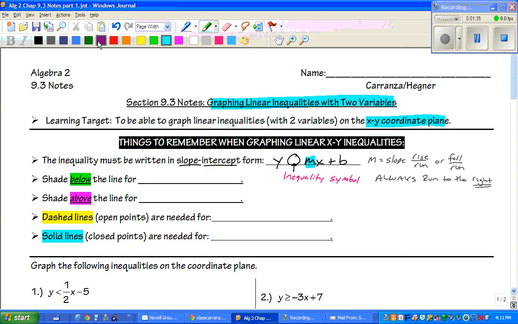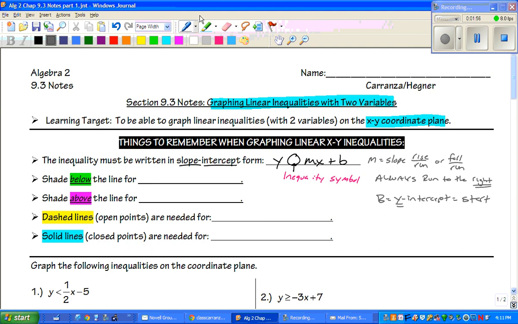The other thing is, b is your y-intercept, and that is where you start. Notice it's the y, it's always on the y-axis.